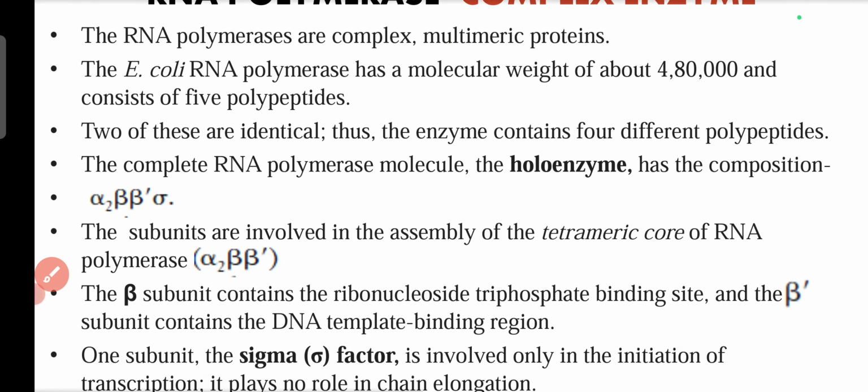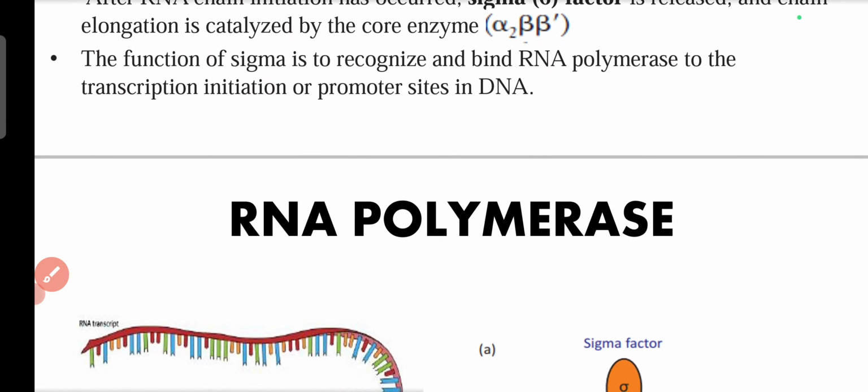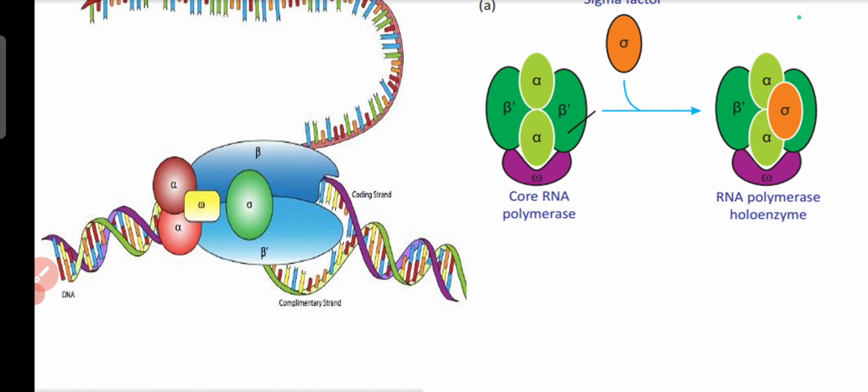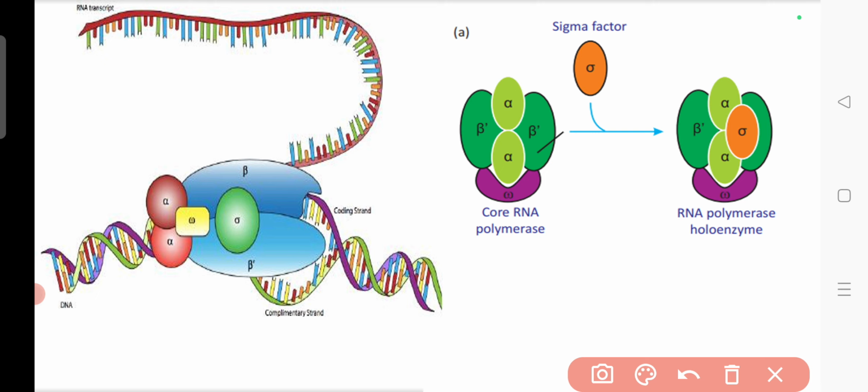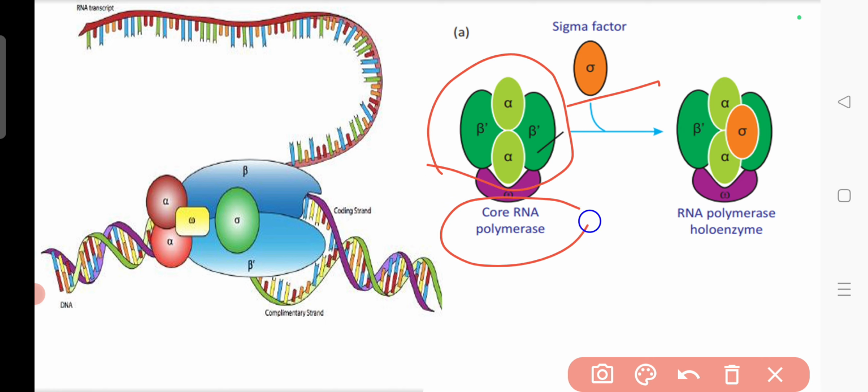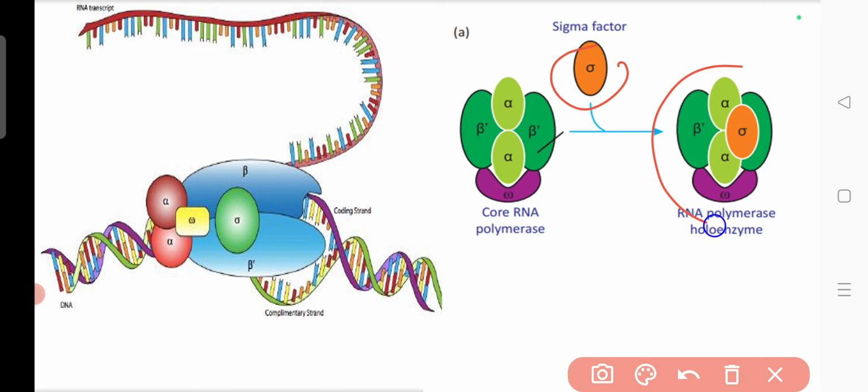So this is the structure of the RNA polymerase enzyme and the function of each subunit. Here you can see the beta subunit, the beta dash subunit, two identical molecules of alpha, and the sigma factor. Without the sigma factor, this is known as core RNA polymerase, and when the sigma factor is attached, it is known as the holoenzyme.